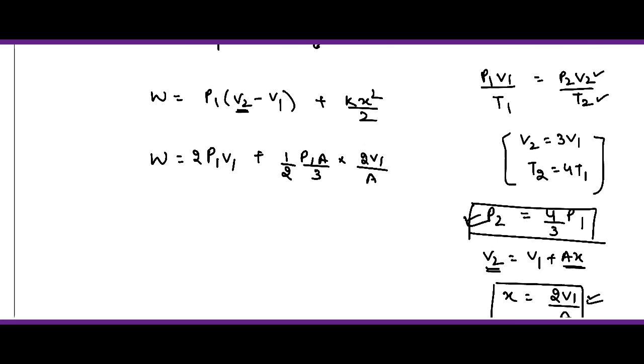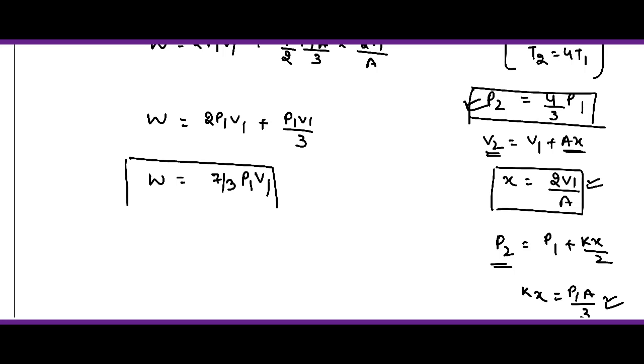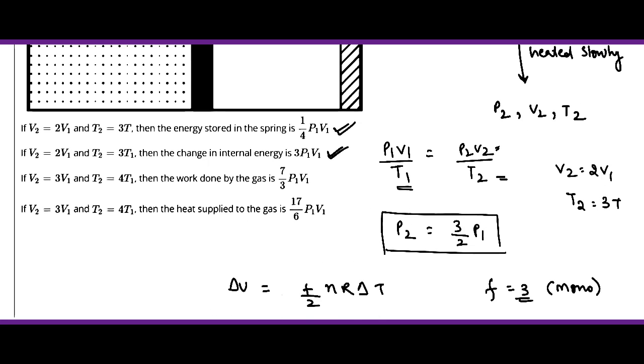Okay, so this is the easy calculation. I think you all can do this. Finally, my work done comes out to be plus P1 V1 upon 3, and my work done is 7 by 3 P1 V1. Okay, so let's check the statement. The statement states that the work done by the gas is 7 by 3 P1 V1, correct?